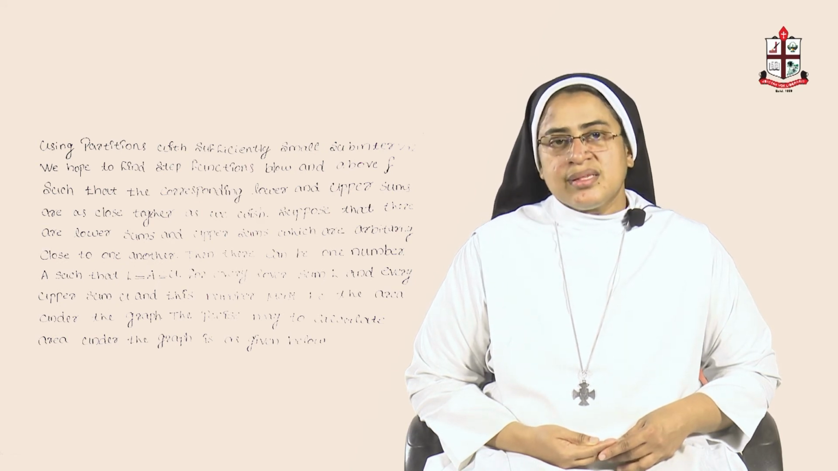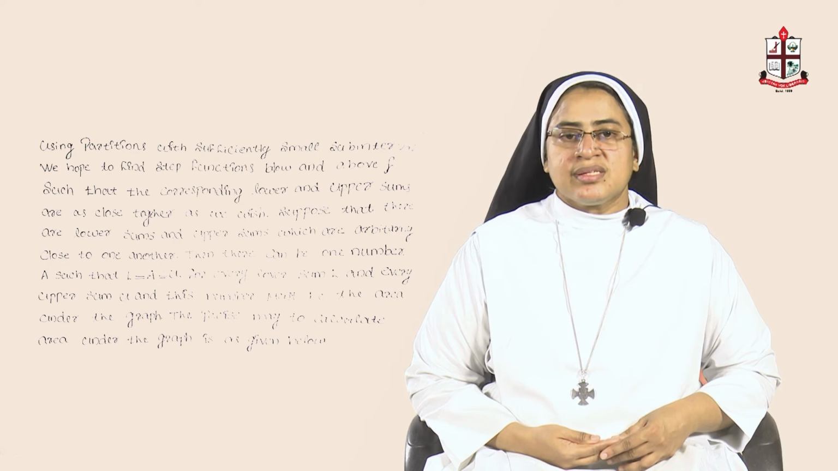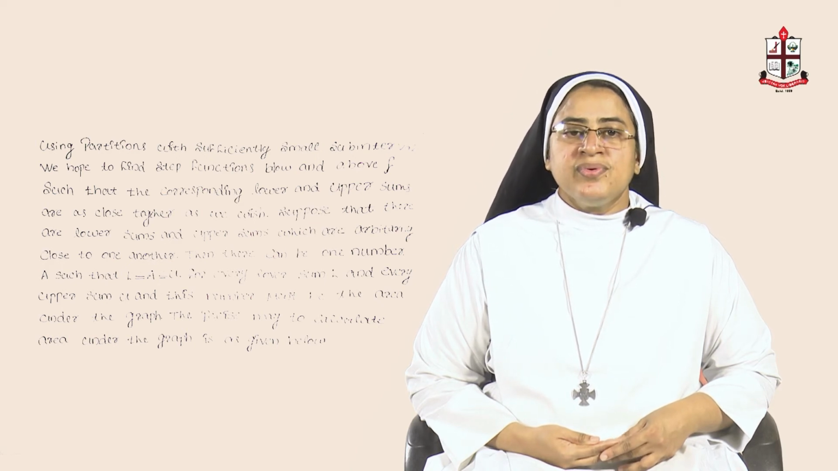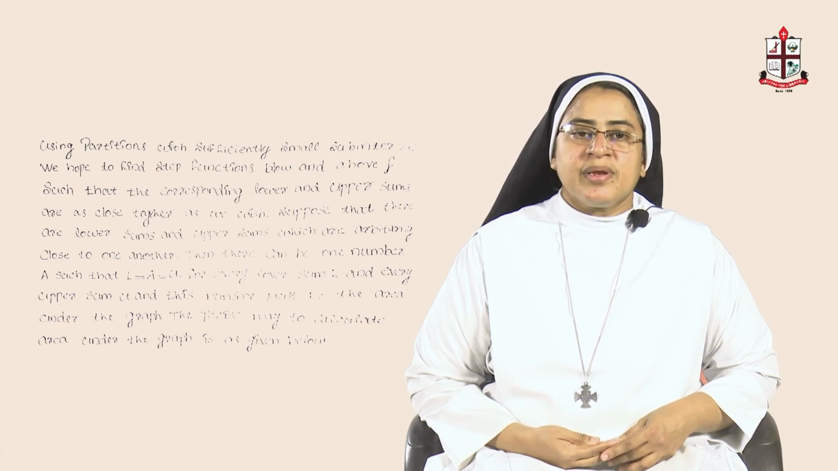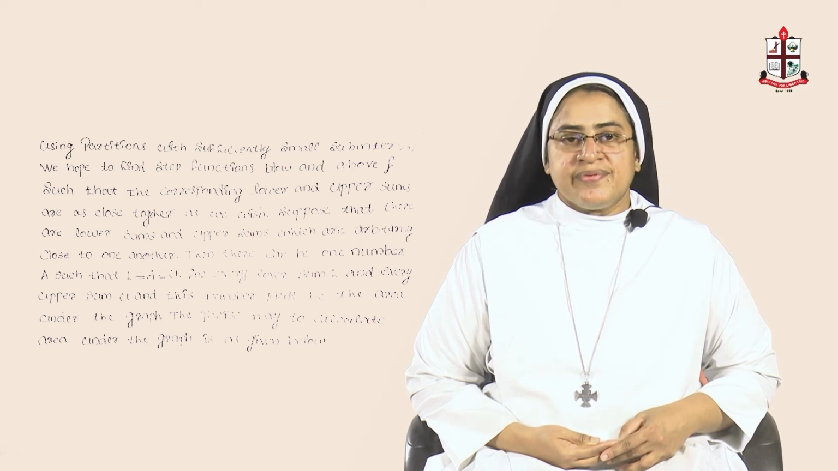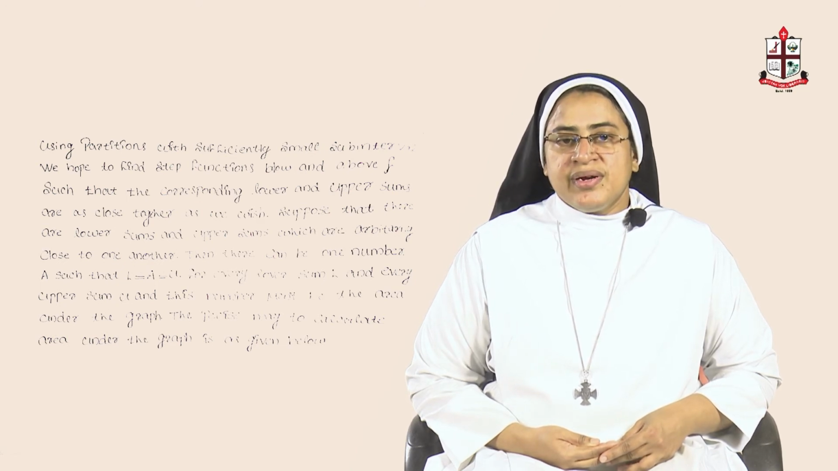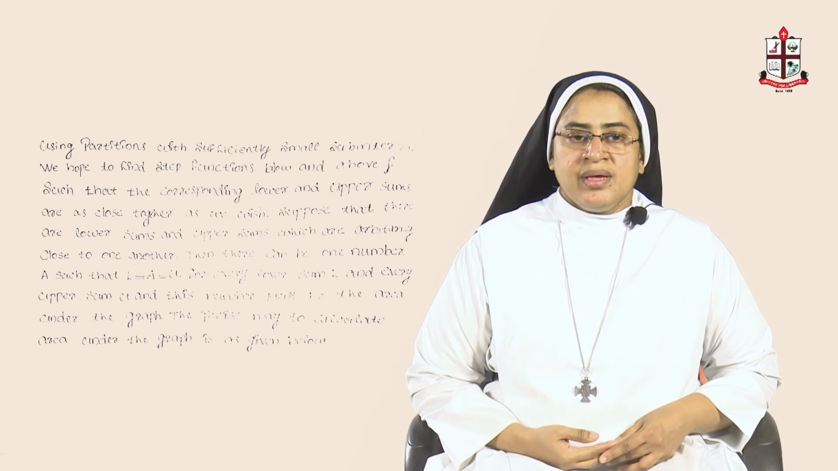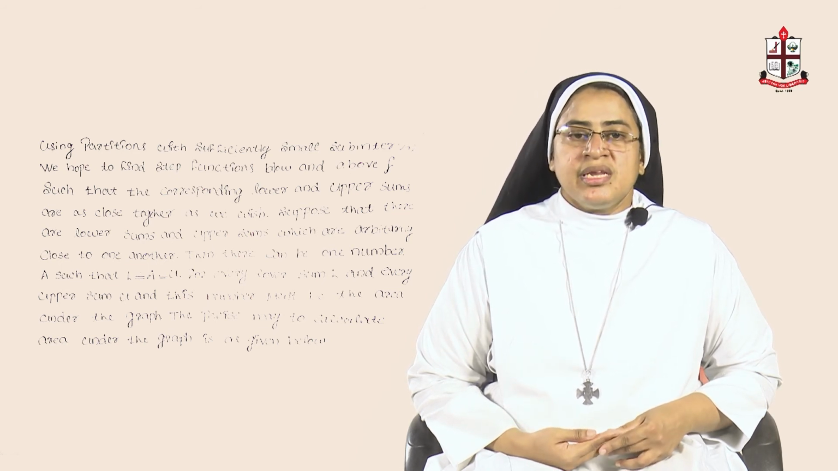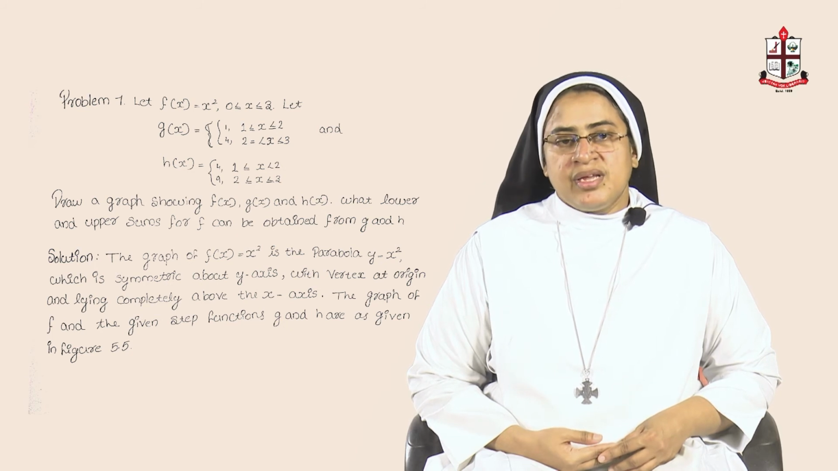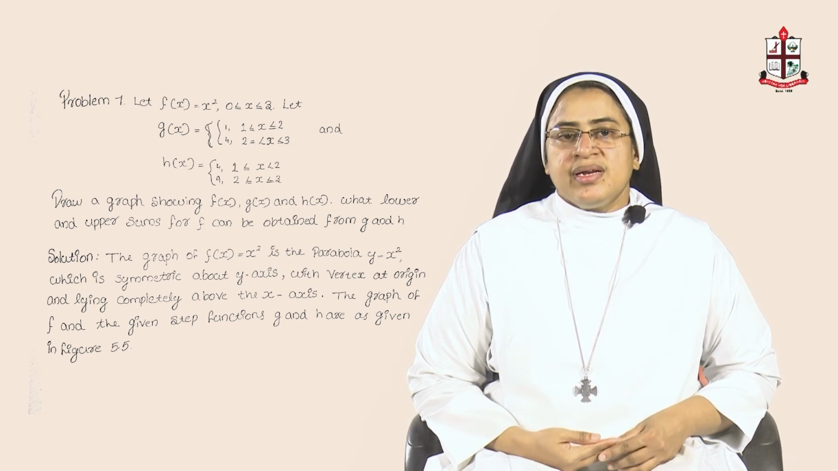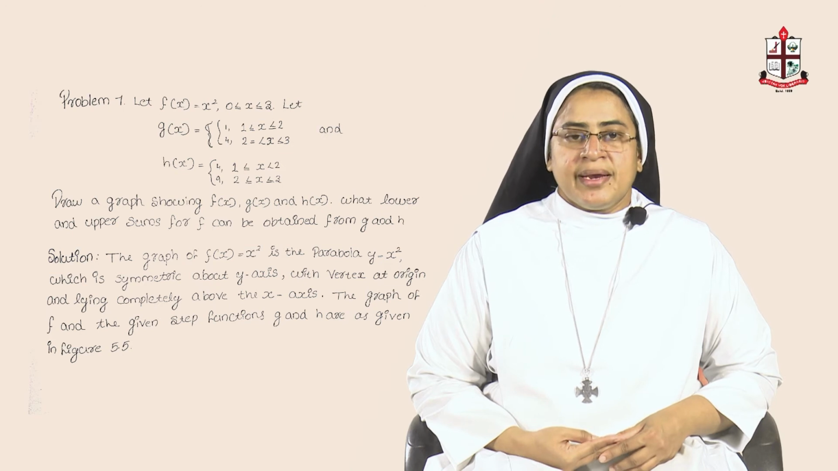Capital L is less than or equal to capital A, which is less than or equal to capital U, for any lower sum capital L and any upper sum capital U, and this number will be the area under the graph. So, it is possible to find the area of a given graph in this manner. Now, we can see in a problem how we will find the area if you are given step functions defined in such a manner.